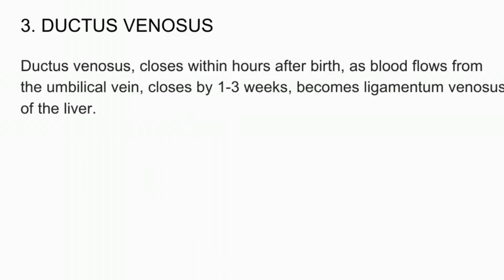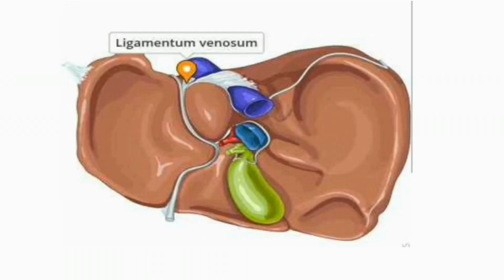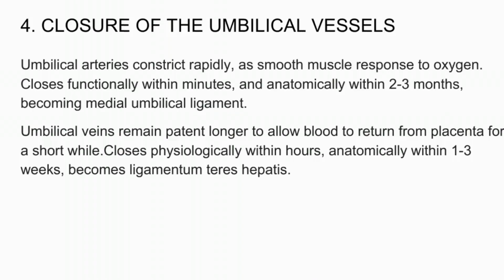the ductus arteriosus. And the ductus venosus closes within hours after birth, as blood flow from the umbilical vein ceases, and it becomes the ligamentum venosum of the liver, which is shown in this diagram here. Then other umbilical vessels, such as the umbilical arteries. Remember, there are two umbilical arteries and one umbilical vein.